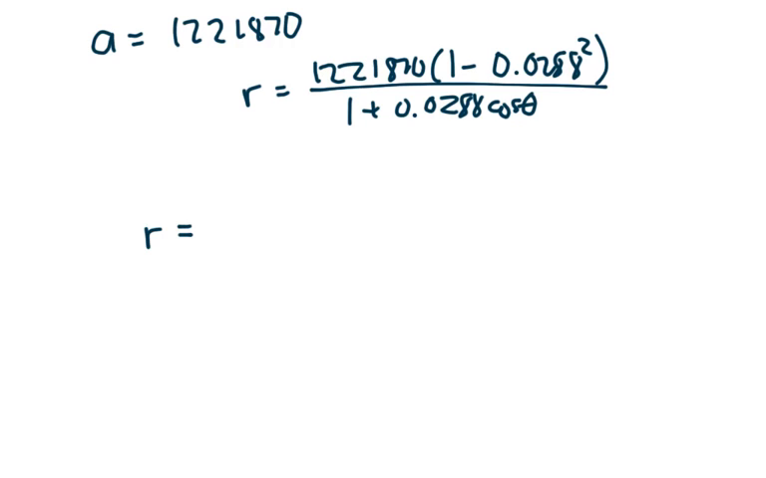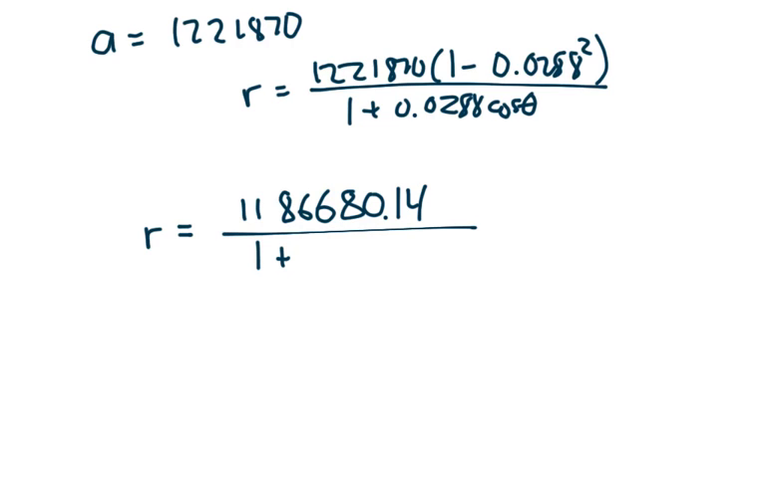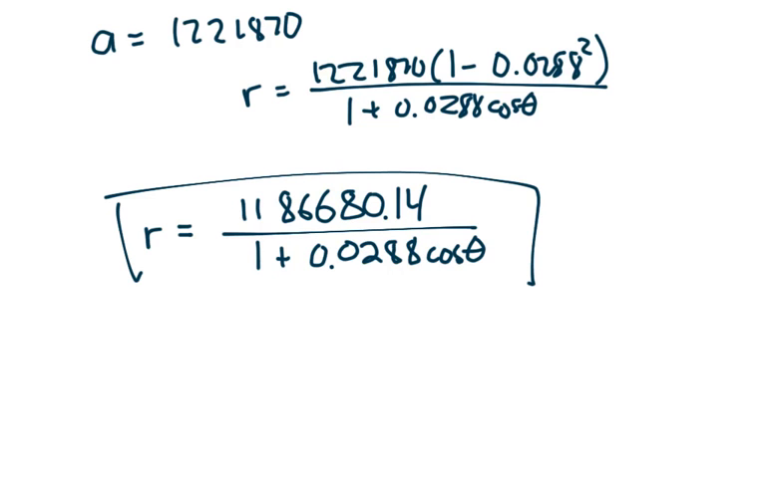Alright, ready to check your work? We should get 1186680.14 over, and we can't really do anything about the bottom. There's nothing to simplify down here. So that's what we get. Now this is the equation that we were asked for, the elliptical orbit. We were also asked for the apoapsis and the periapsis.